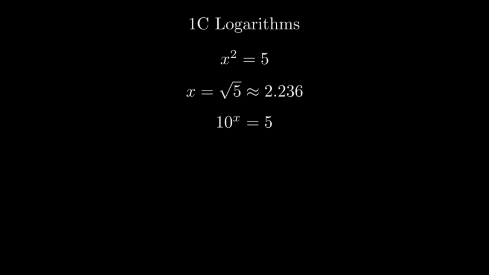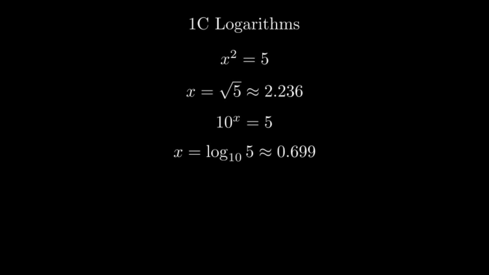In this case, we would say that x is the logarithm with base 10 of 5. We write this as x equals log base 10 of 5. Using a calculator, we find this is approximately 0.699. This means that 10 raised to the power of 0.699 is about 5. This leads us to the fundamental definition of a logarithm, which is crucial to everything we'll do next.